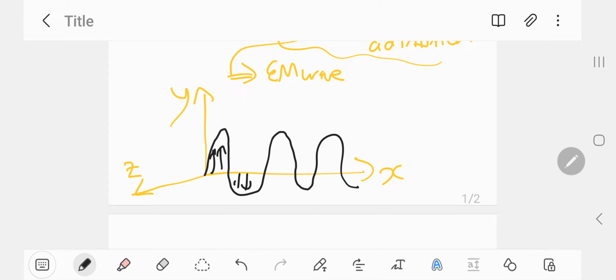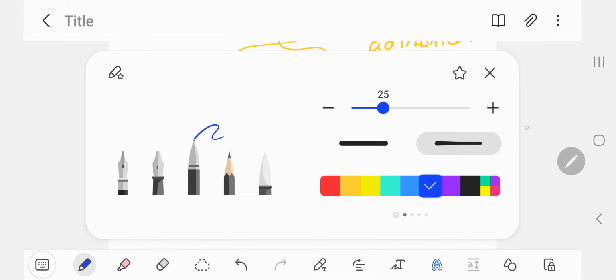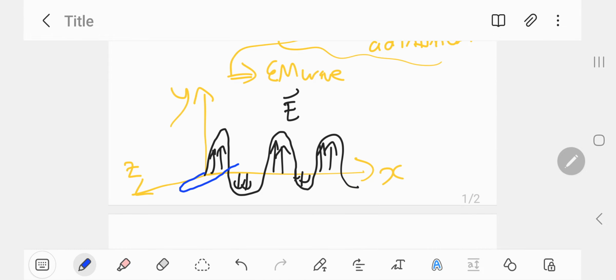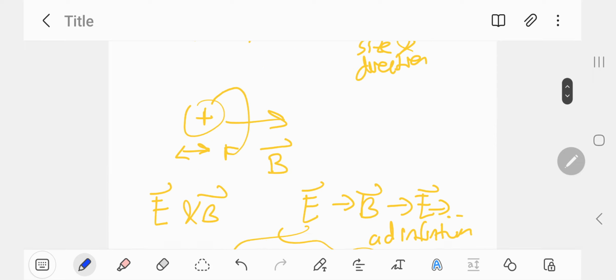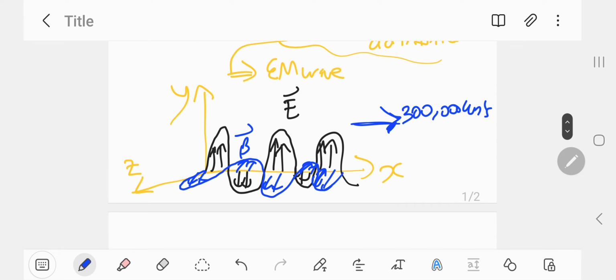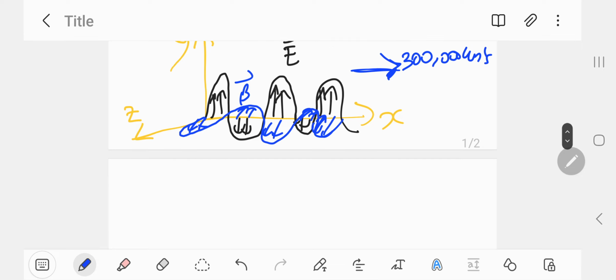Arrows indicate the direction of movement, so the electric field is changing, moving up and down. Call that E. Let's suppose the magnetic field is coming out along the z-axis, wiggling back and forth. Let's call that B. The speed at which this happens is the speed of light, 300,000 kilometers per second, as we saw earlier. So that's light. It's an electromagnetic wave. It's important to note that the electric and magnetic fields are perpendicular to each other. They're at 90 degrees in order for this to occur.